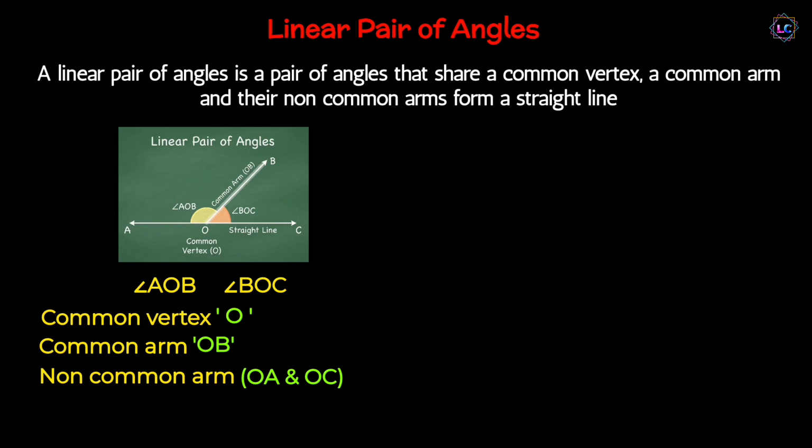The most important part is that these non-common arms, OA and OC, form a straight line. And because they form a straight line, the two angles together make a straight angle. That is why these two angles are called a linear pair.